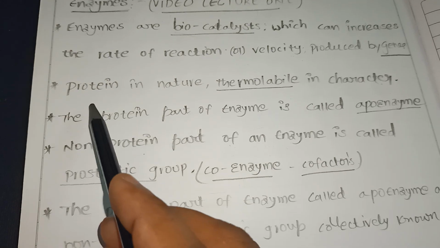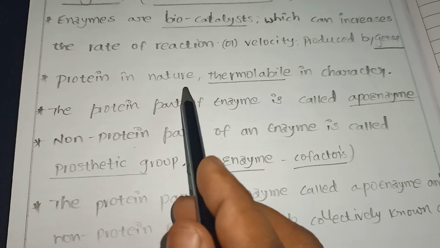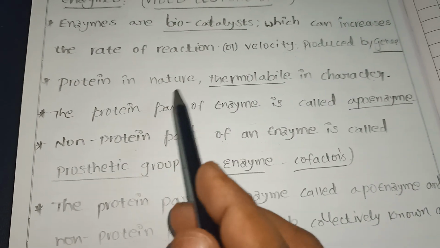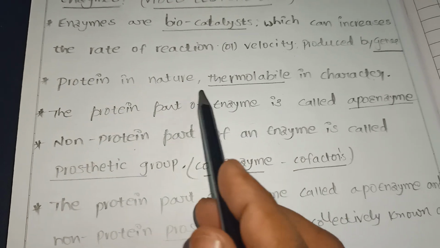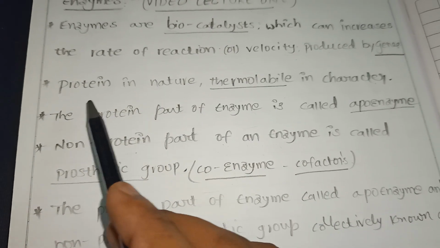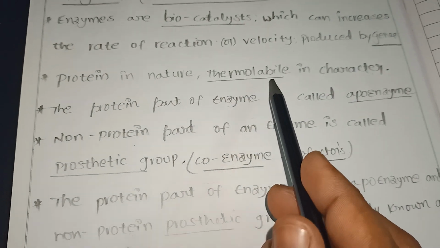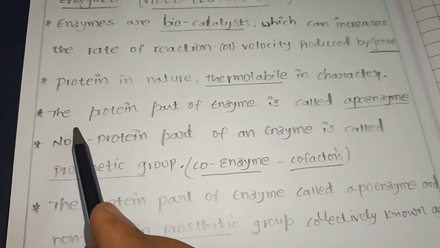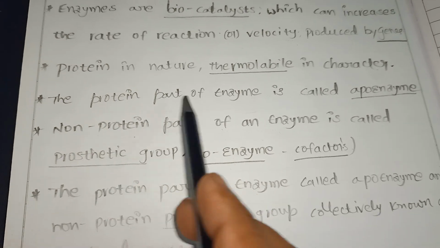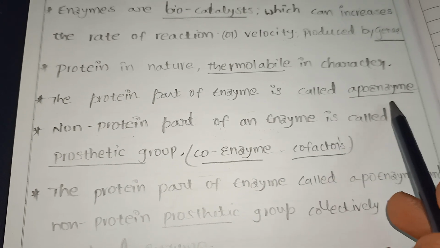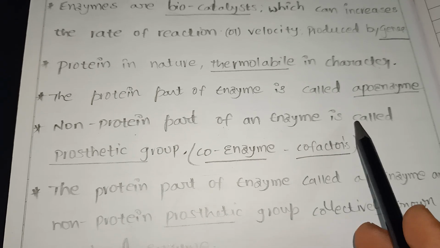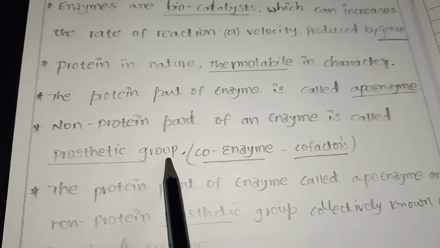All the enzymes are protein in nature except some RNases. So most of them, 99% of the enzymes, are protein in nature, and they are more labile in character, that means heat sensitive. The protein part of an enzyme is called apoenzyme, and the non-protein part of an enzyme is called prosthetic group.